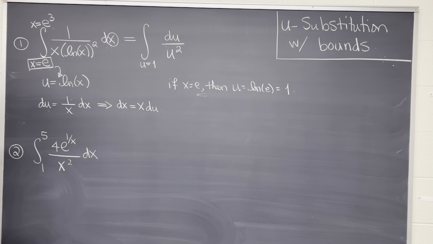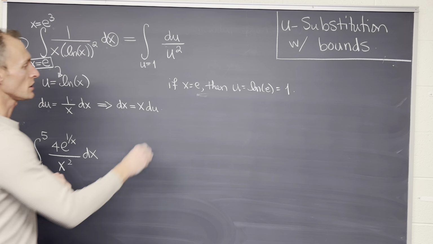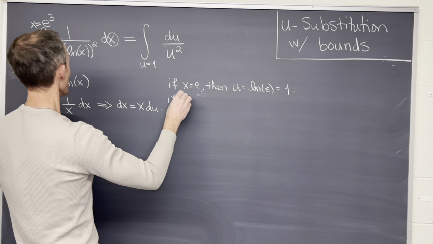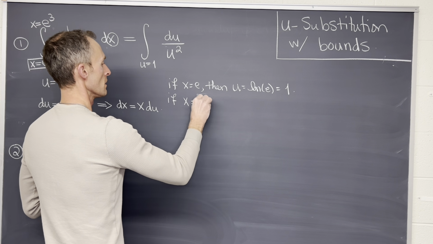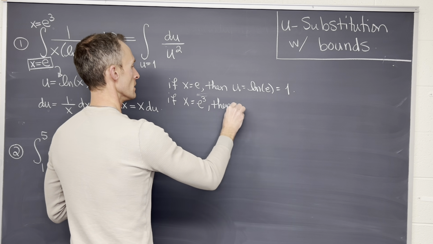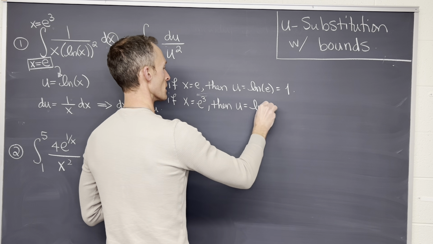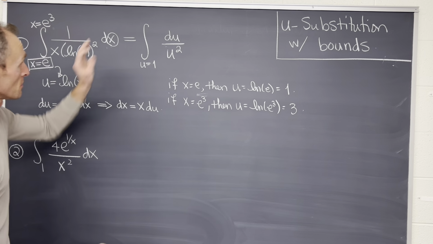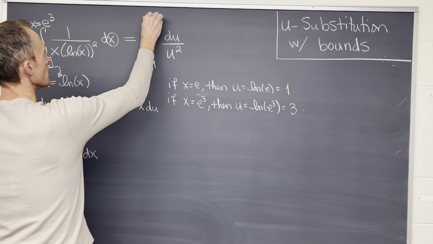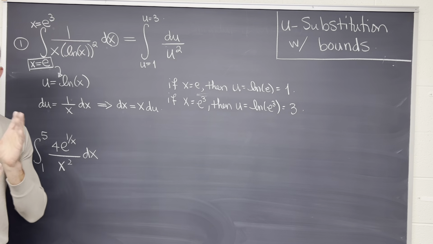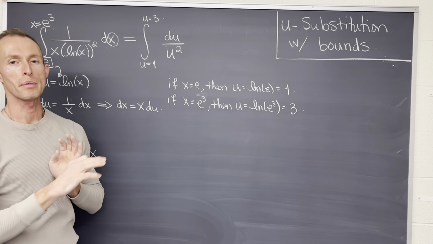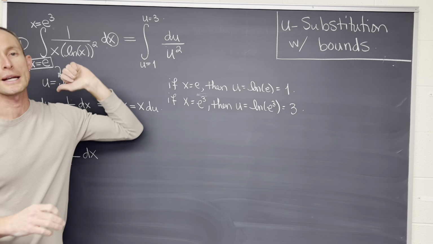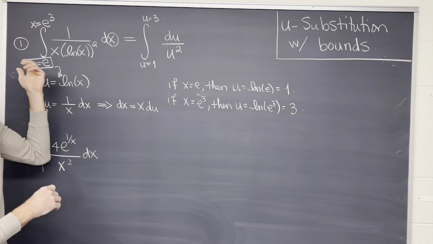That's my lower bound. If x equals e cubed, then u is equal to the natural log of e cubed, which is just 3. So that's going to be my upper limit. u is equal to 3. Okay? Now you may say, well, Robbie, I don't want to change my bounds. I just want to evaluate and then back substitute in for u and then plug in x.